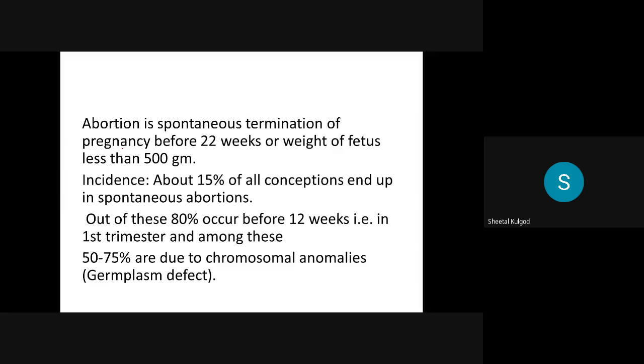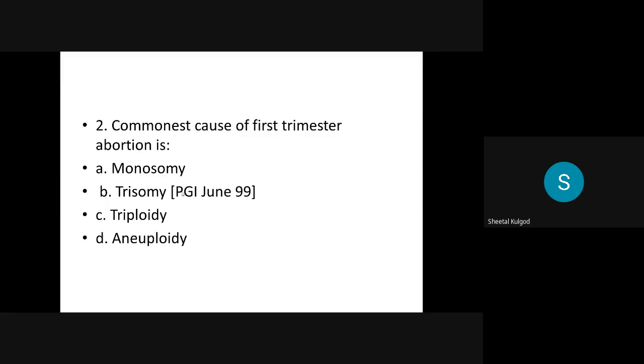Next. So as I discussed here, just briefly going through what is abortion. It is any termination of pregnancy before 22 weeks. 15% of all conceptus end in spontaneous abortions. 80% occur before 12 weeks of pregnancy, and 50 to 75% of them are because of chromosomal abnormalities. That is a germplasm defect. Second question, commonest cause of first trimester abortion: monosomy, trisomy, triploidy, or aneuploidy?